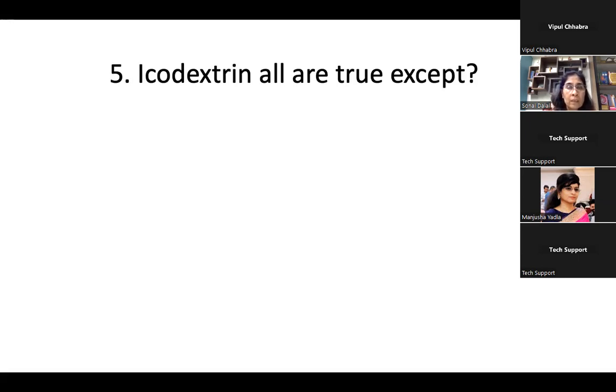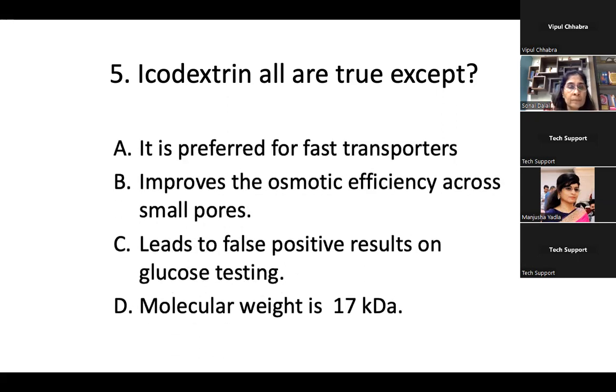Icodextrin. About icodextrin, all is true except: option A, it is preferred for the fast transporter. Option B, it improves the osmotic efficiency across the small pores. Option C, it leads to false positive results on glucose testing. And option D, its molecular weight is 17 kilodalton. Your time starts now.